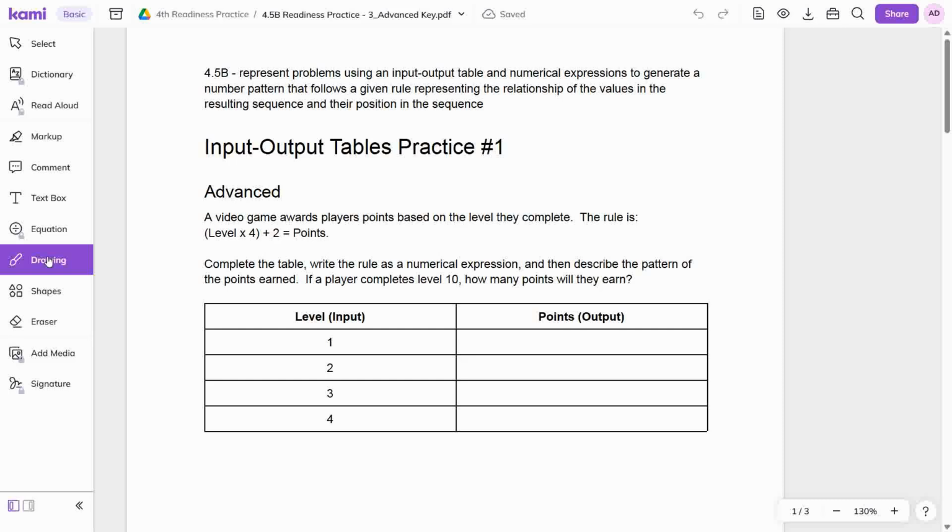Hello, and welcome to 5-Minute Math. Today we are looking at input-output tables. This is Readiness Practice 4.5b, the advanced version.